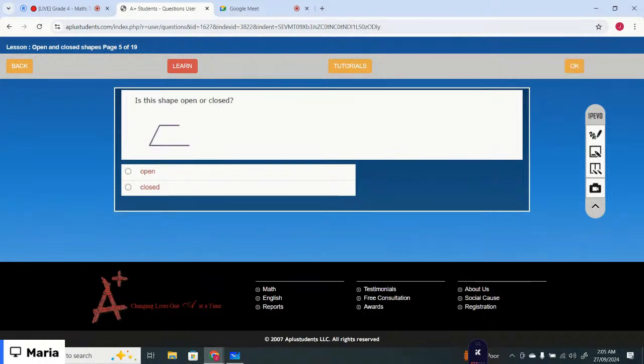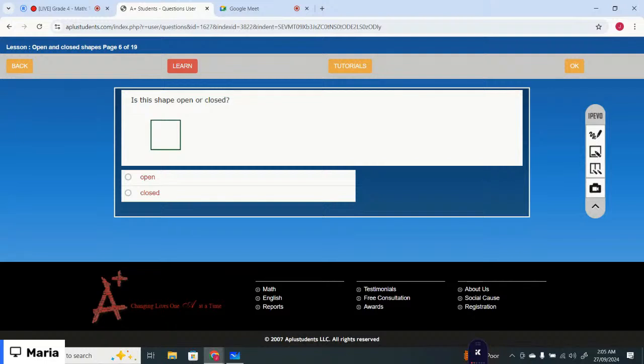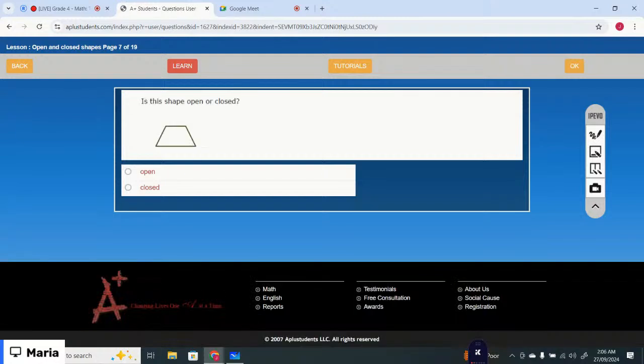Open and closed shape, which is the correct option? Is this shape open or closed? Open it is. The correct option is open. Option number one is the correct option. Is this shape open or closed? That is a closed shape, right? Is this shape open or closed?